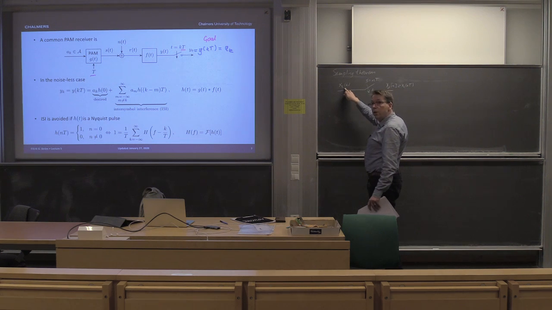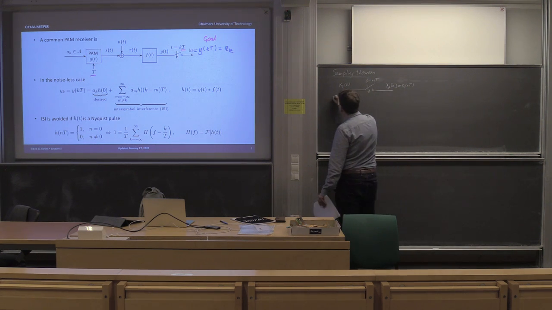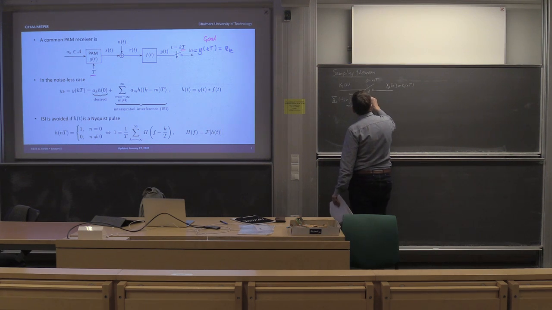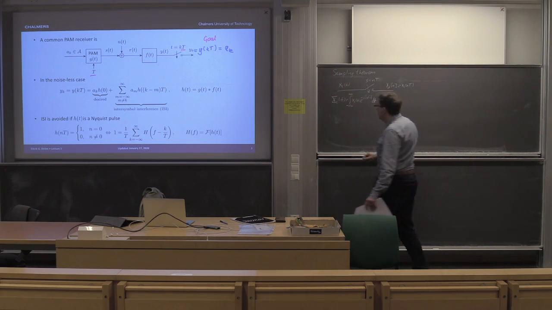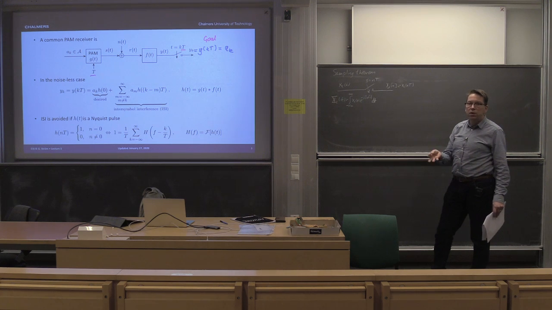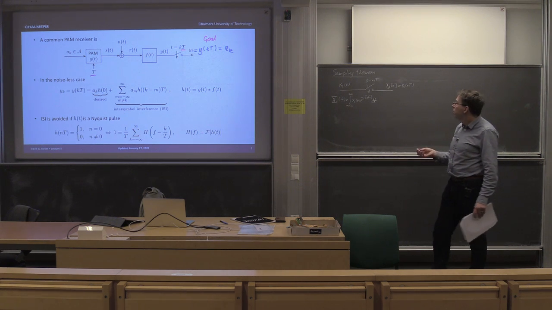If I take the Fourier transform of xc, I get capital Xc of f, which is just this integral from minus infinity to infinity of xc multiplied with a complex exponential, and then integrated over time. Okay, so this is just a continuous time Fourier transform.